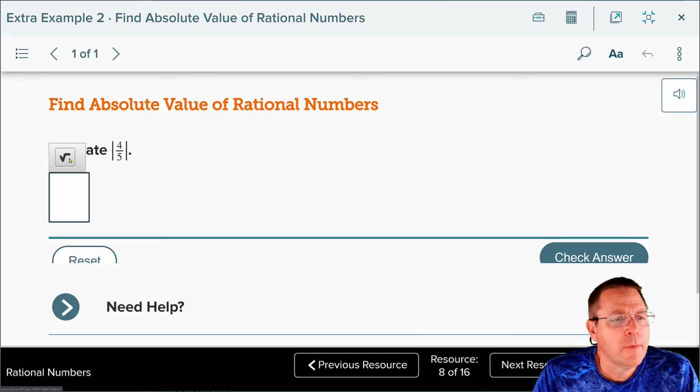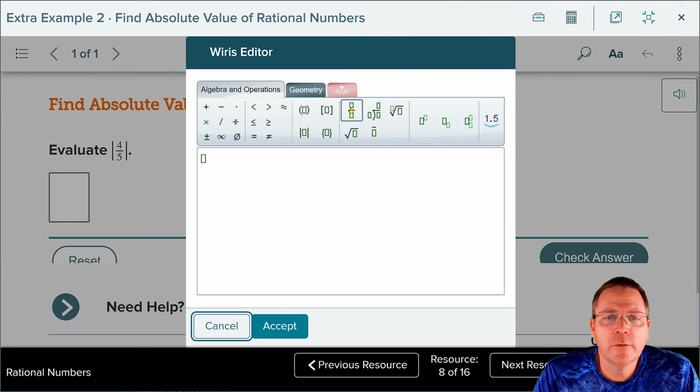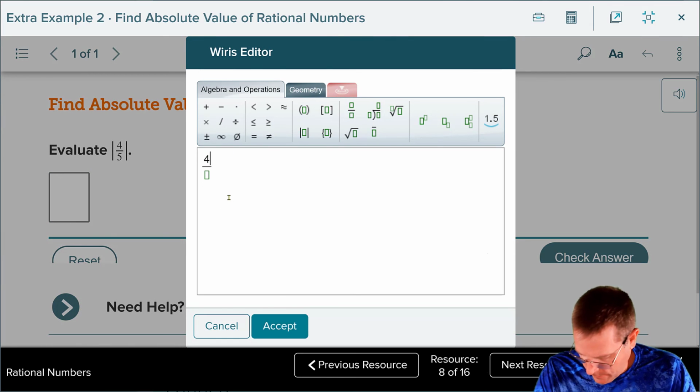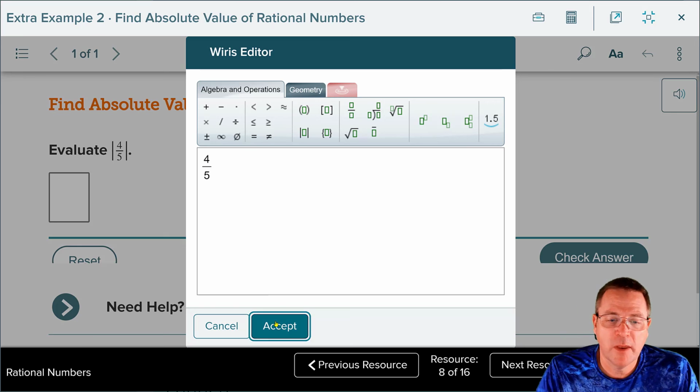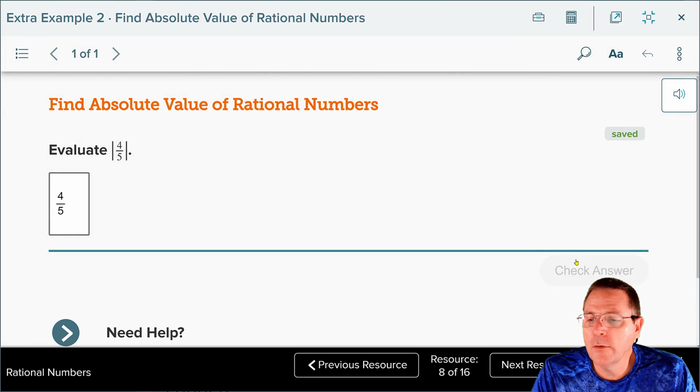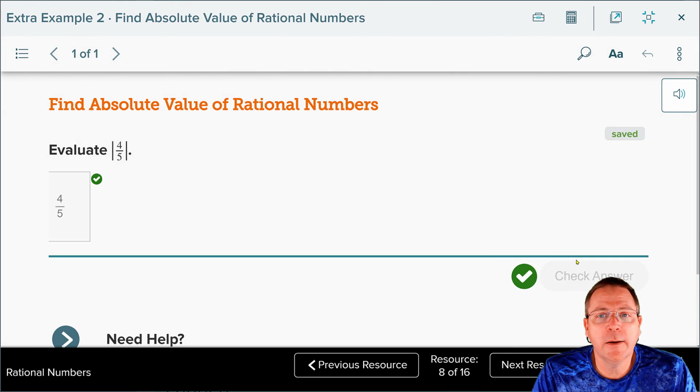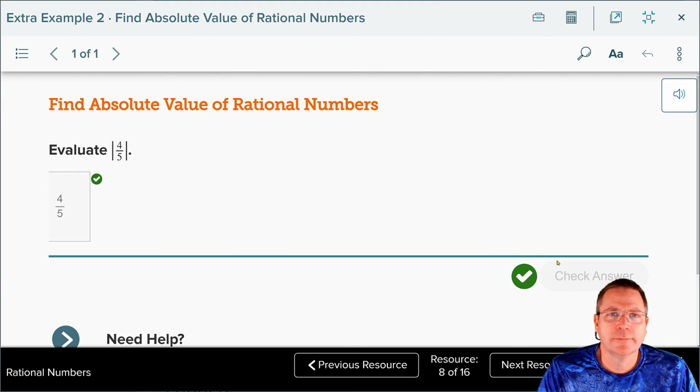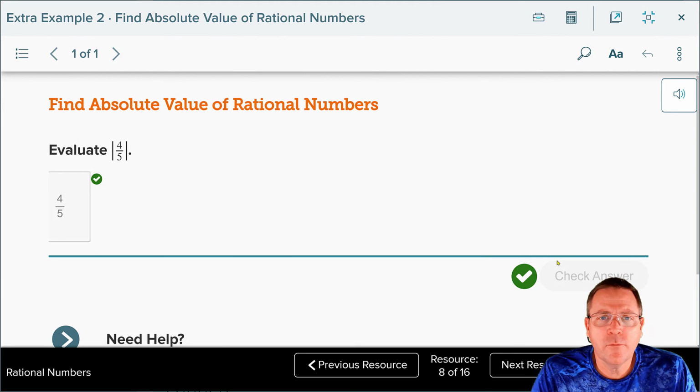Should have. The absolute value of 4/5 is going to be what? It's going to be a positive 4/5. That's all there is to it. The absolute value is the positive version of any number. Easy math. We're going to stop here for part 1.